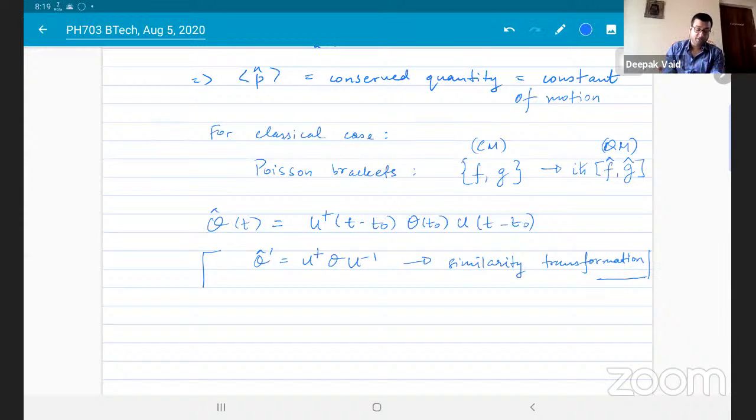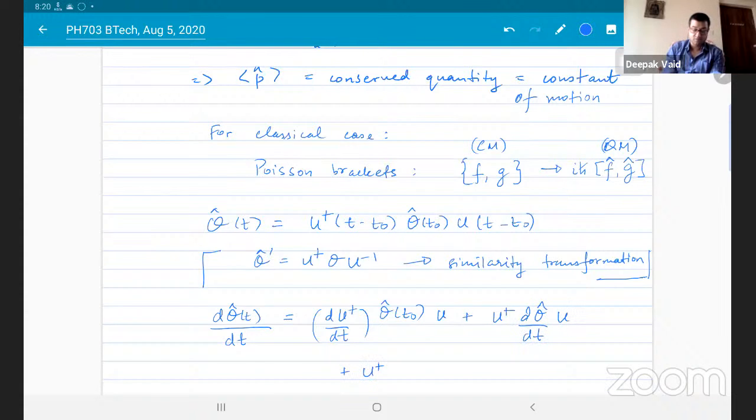So now we can take the time derivative of both sides of this expression, right? So if we take the time derivative, we get this, just by using Leibniz rule.